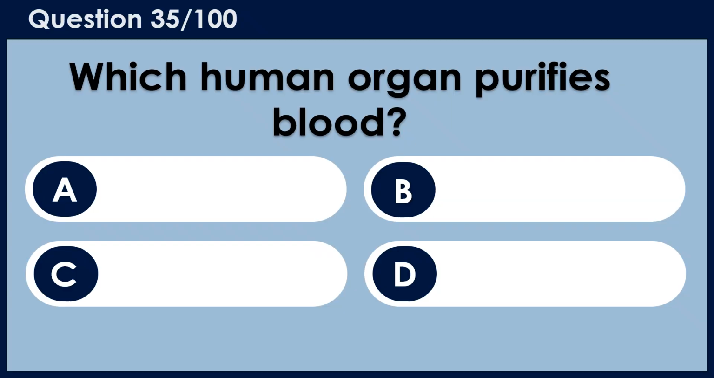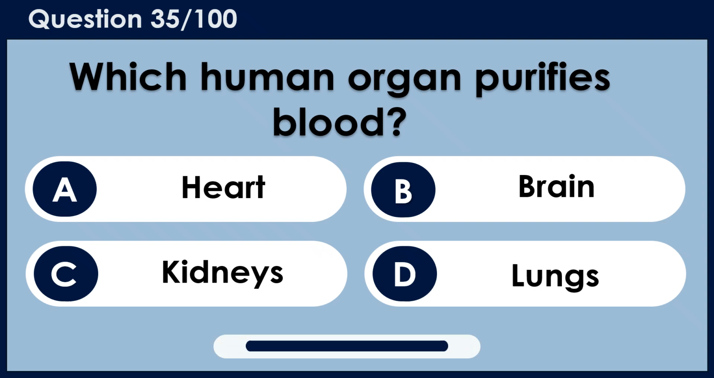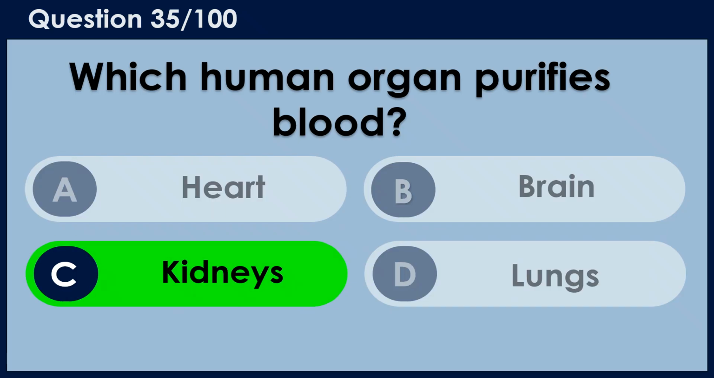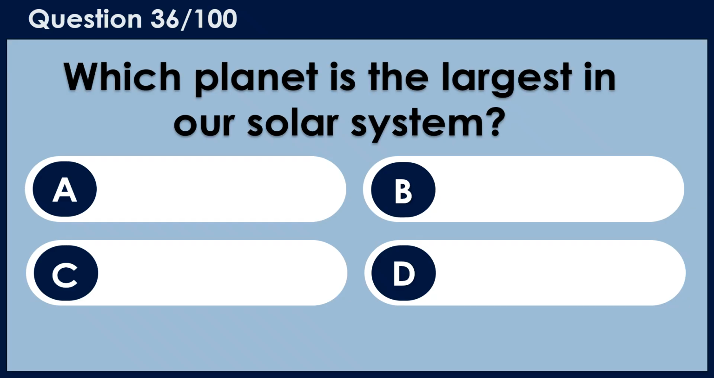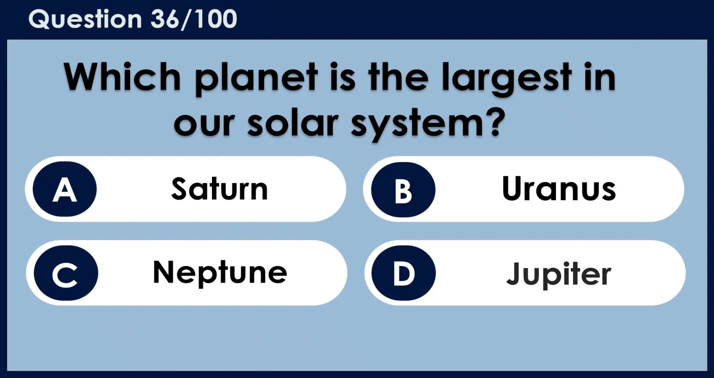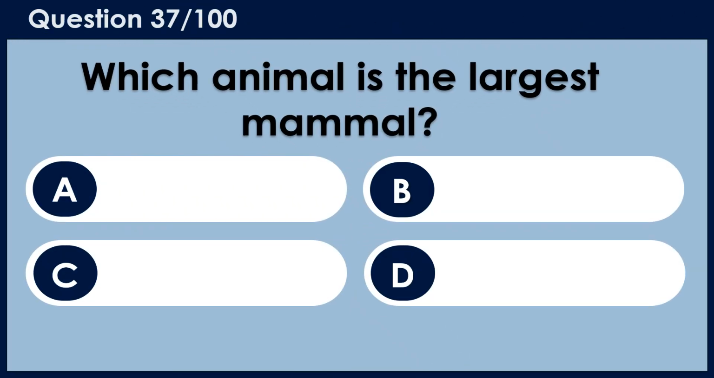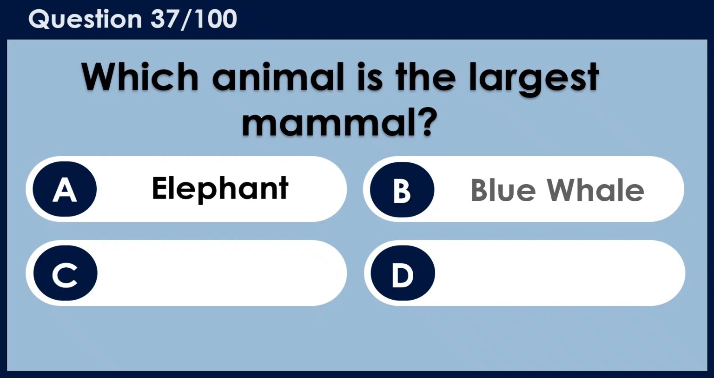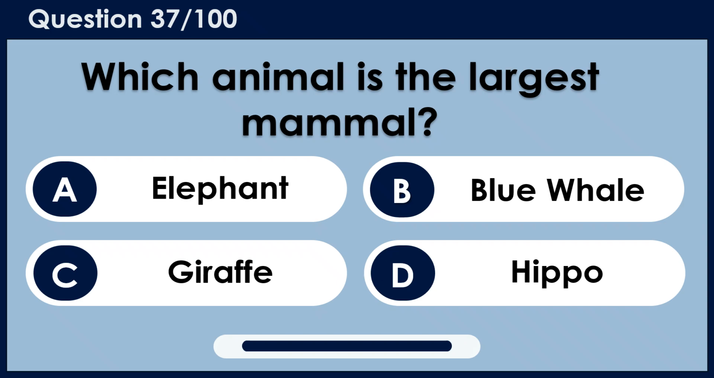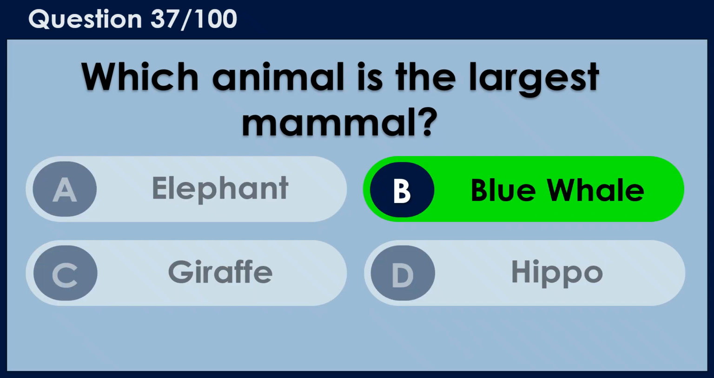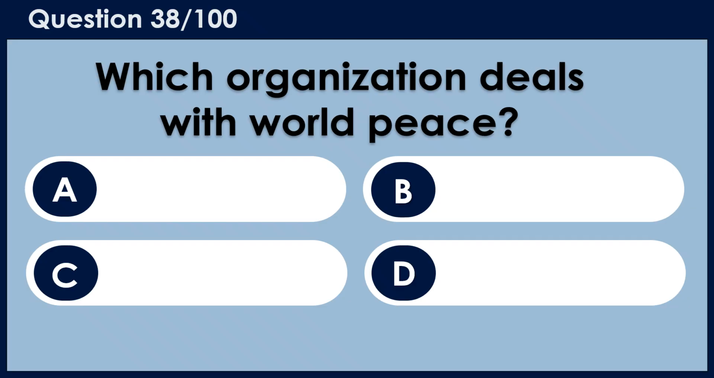Antarctica. Which human organ purifies blood? Kidneys. Which planet is the largest in our solar system? Jupiter. Which animal is the largest mammal? Blue whale. Which organization deals with world peace?